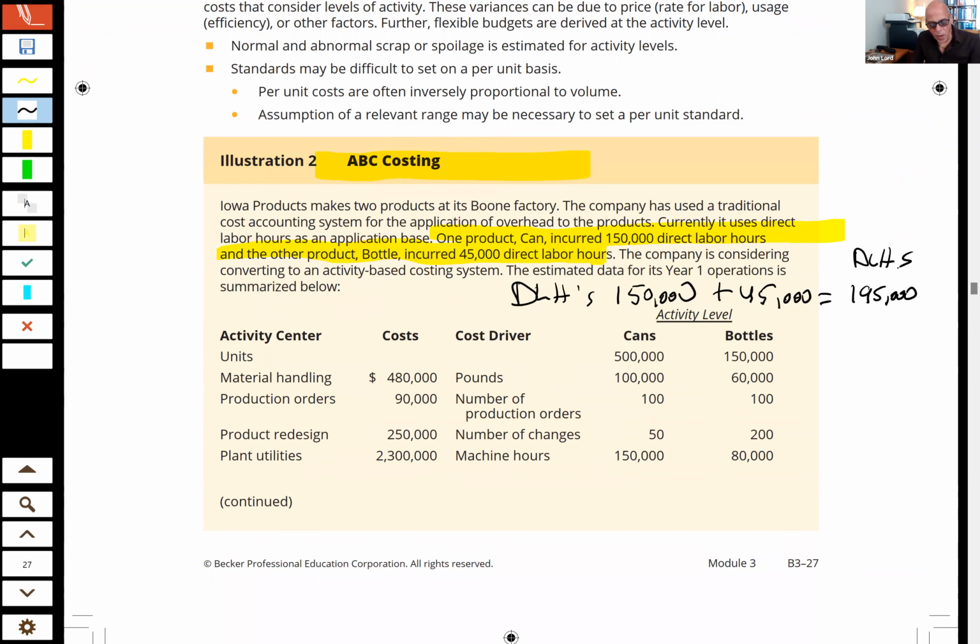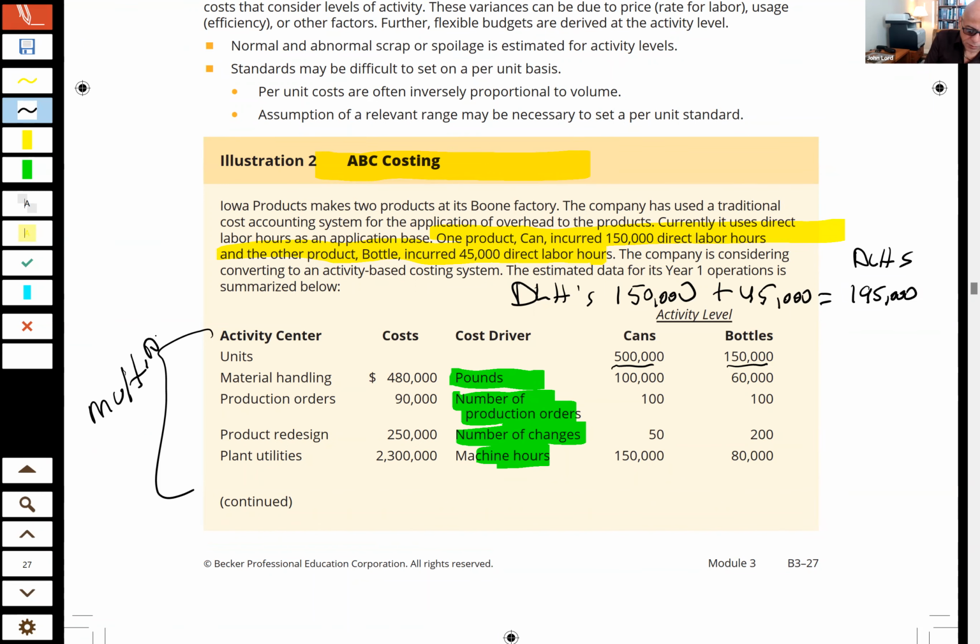Now, when we produce our units, we have 500,000 cans and 150,000 bottles, and notice we start calling out drivers for the various activities. So notice we have multiple activities, and we have multiple drivers.